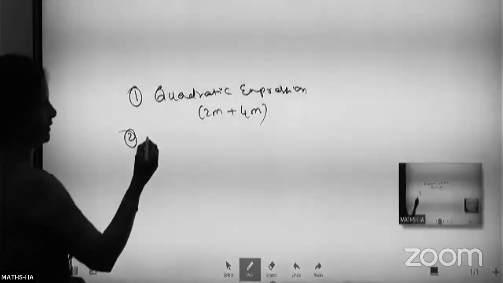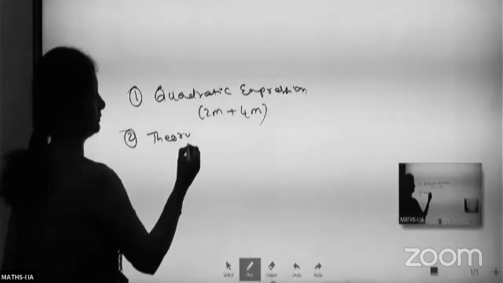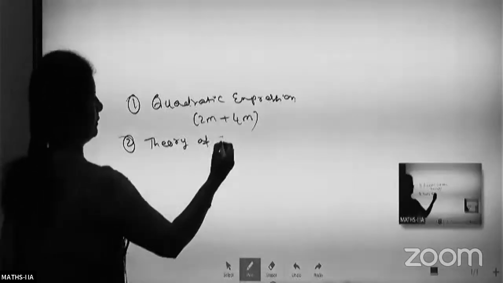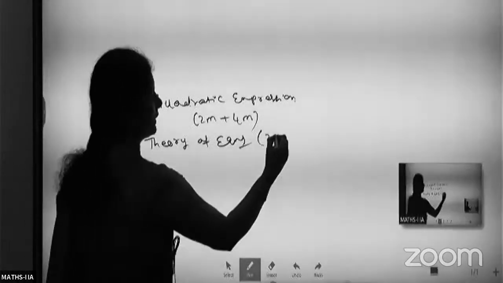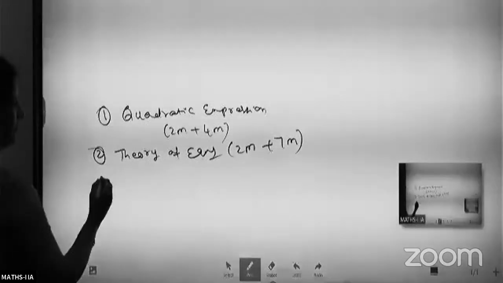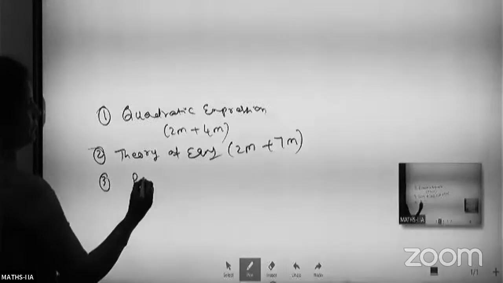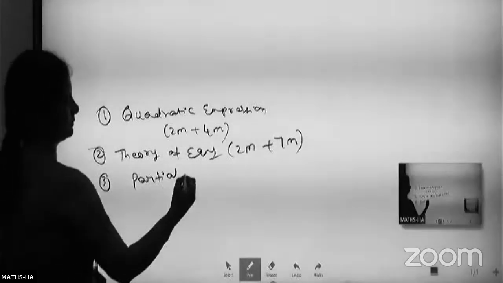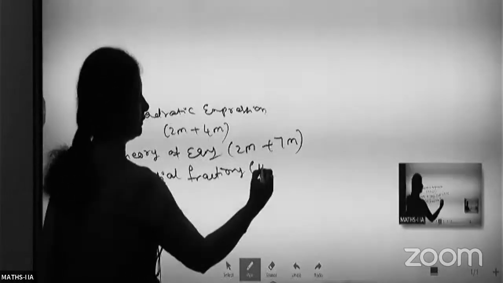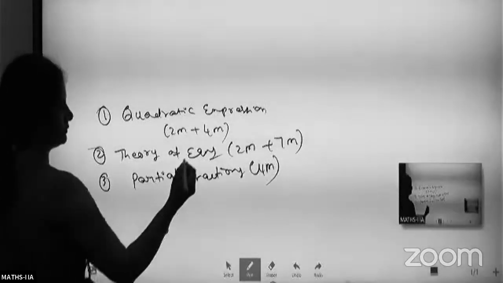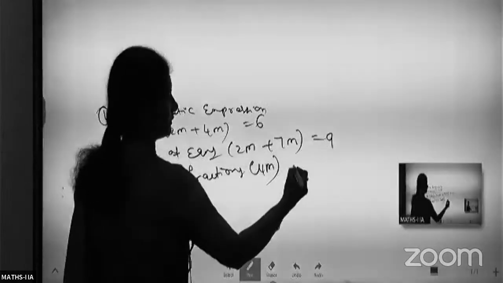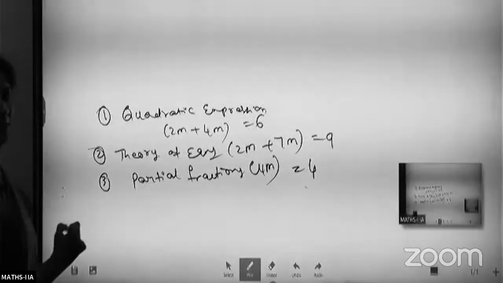And the second one is theory of equation. Here also you will be getting 1 2-mark and 1 7-mark question. Next, the third one, partial fractions. So here, 1 4-mark question. So in total, 6 marks from the first chapter, 9 marks from the second chapter, and 4 marks from the third chapter.